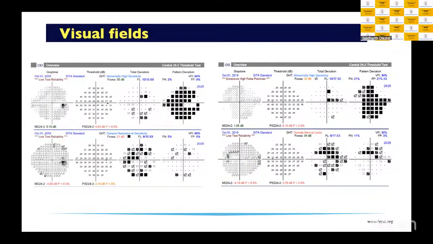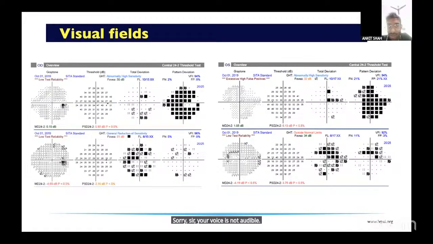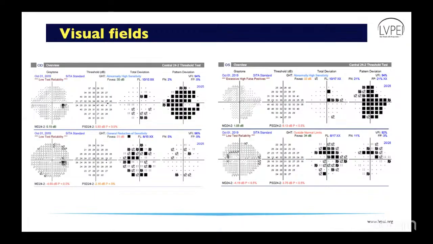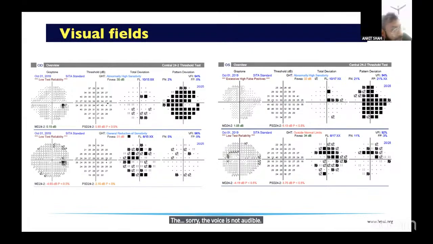And Simran, I thought there was something wrong. Sorry, sir, your voice is not audible. Okay. I thought there was something wrong. Sorry, the voice is not audible. Is it audible now? Sorry, no. Your voice is echoing, sir. Okay, just give me a second.